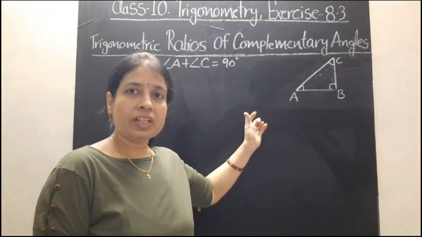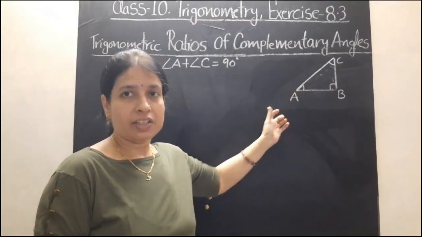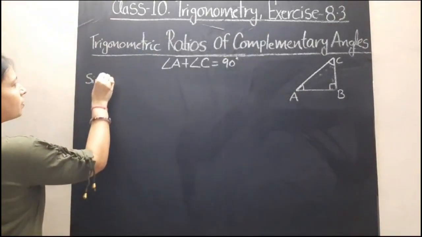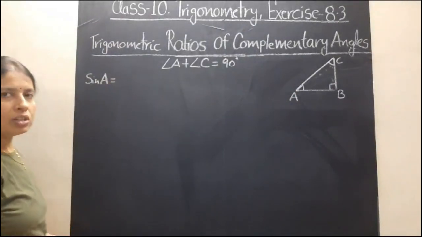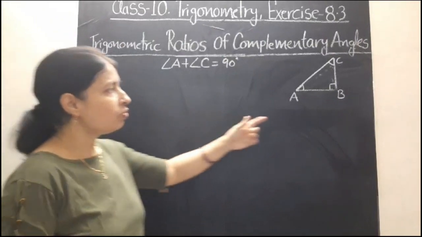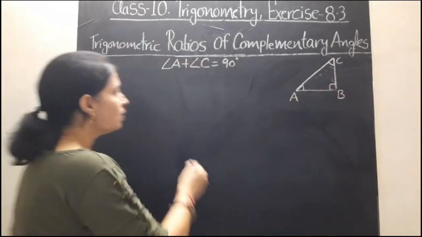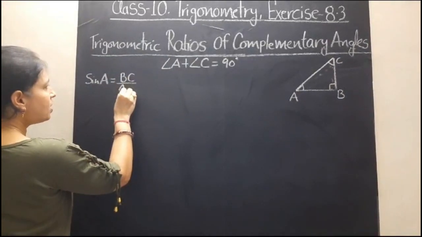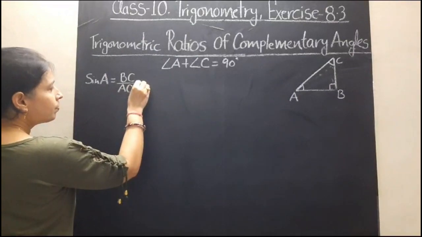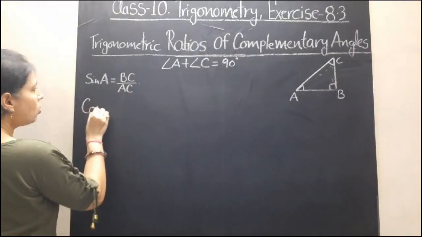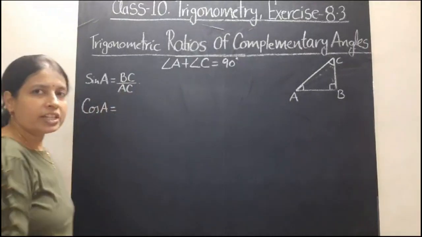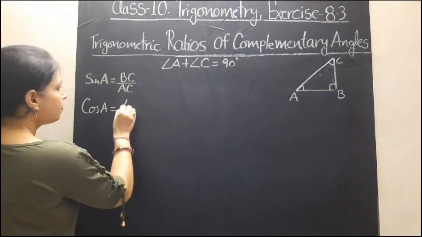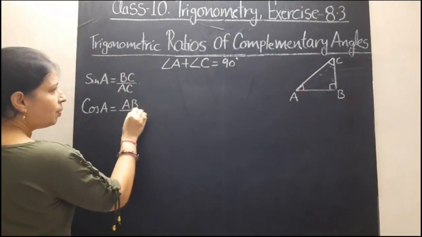So first we find out trigonometric ratios of angle A. First one is sin A. What will be sin A? We know that sin A is equal to perpendicular distance by hypotenuse. So for this angle A, perpendicular distance will be BC by hypotenuse, which is AC. Then cos A. Cos A will be AB by AC, base by hypotenuse. Base is AB, hypotenuse will be AC.